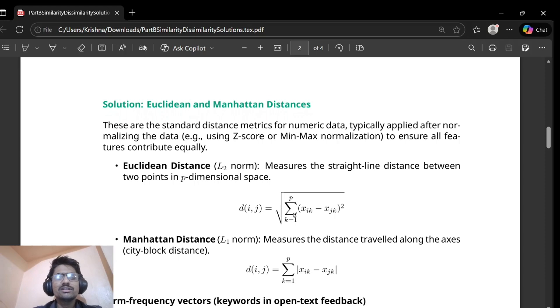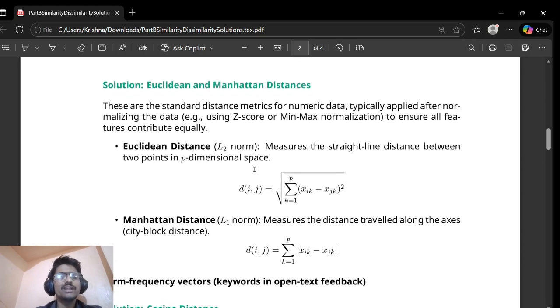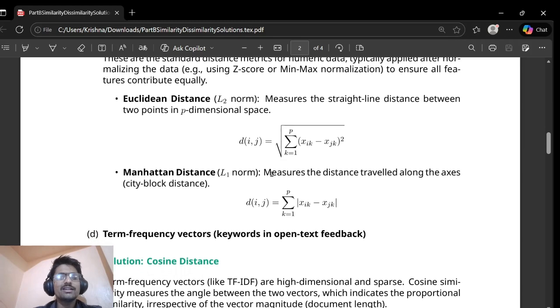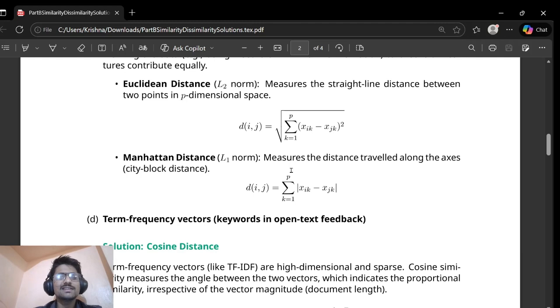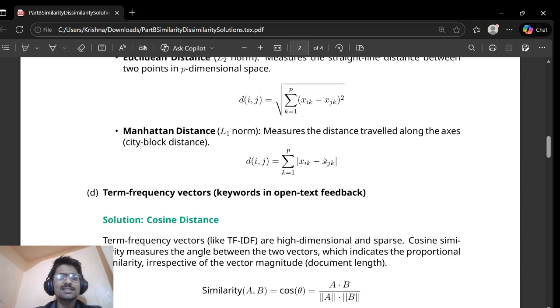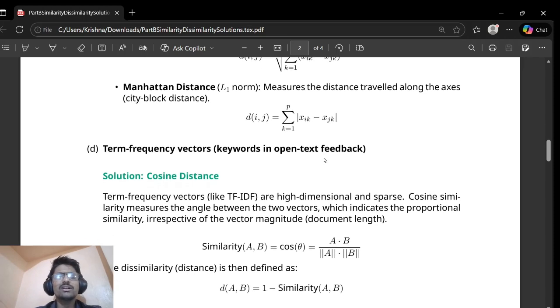Euclidean distance, the L2 norm, measures the straight line distance between two points in p-dimensional space. Dij is equal to the square root of the summation from k equals 1 to p of (xik minus xjk) squared. Manhattan distance, the L1 norm, measures the distance traveled along the axes, the city block distance. Dij is equal to the summation from k equals 1 to p of the modulus of xik minus xjk.